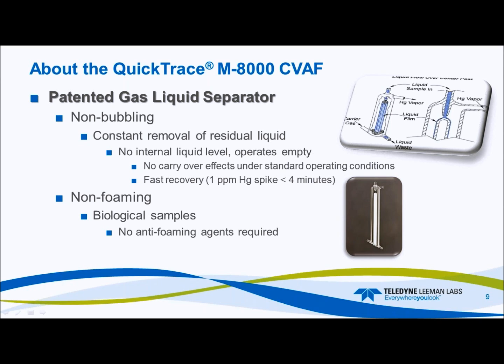A 1 ppm spike gets us back down to baseline in less than 4 minutes, and that's in non-gold trap mode, not in gold trap mode. If we loaded a 1 ppm on the gold trap, we'd have to do some gold trap cleaning. It's non-foaming, and that gets us biological samples like fish samples and so forth, so you don't have to add anti-foaming agents. As we know, in a purge system or a sparging system, if there are bubbles or foaming, that can get up into the optics and that can cause a problem.